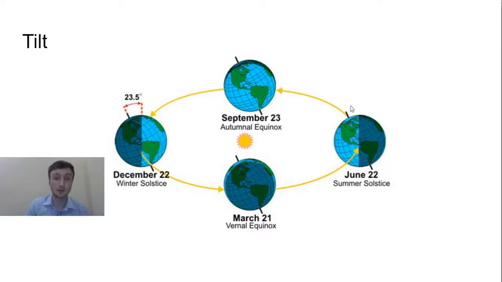So this is in the northern hemisphere. So the northern hemisphere here is leaning towards the sun. So the summer solstice is where the days are longest. It's getting the most sun. Okay. Then we have the autumnal, which is autumn, and vernal, which is spring. Okay, great.